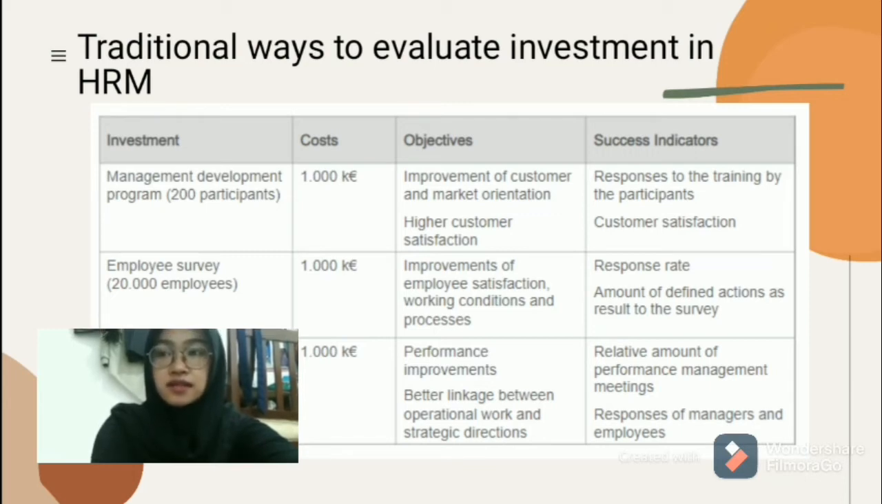So the next way is the employee survey. It also costs 1000k euros, and the objectives are improving employee satisfaction, working conditions, and also the process. And the indicators needed are response rate and amount of defined actions as a result of the survey.